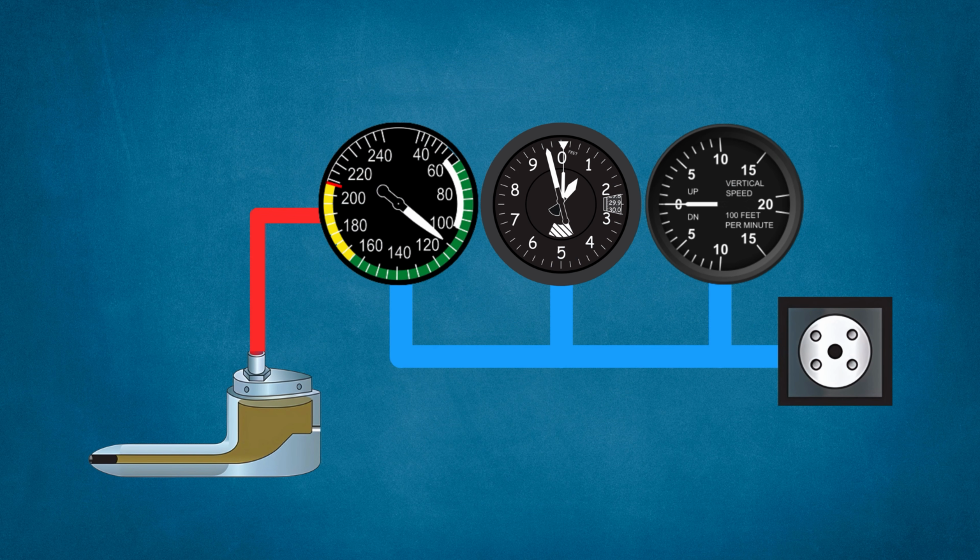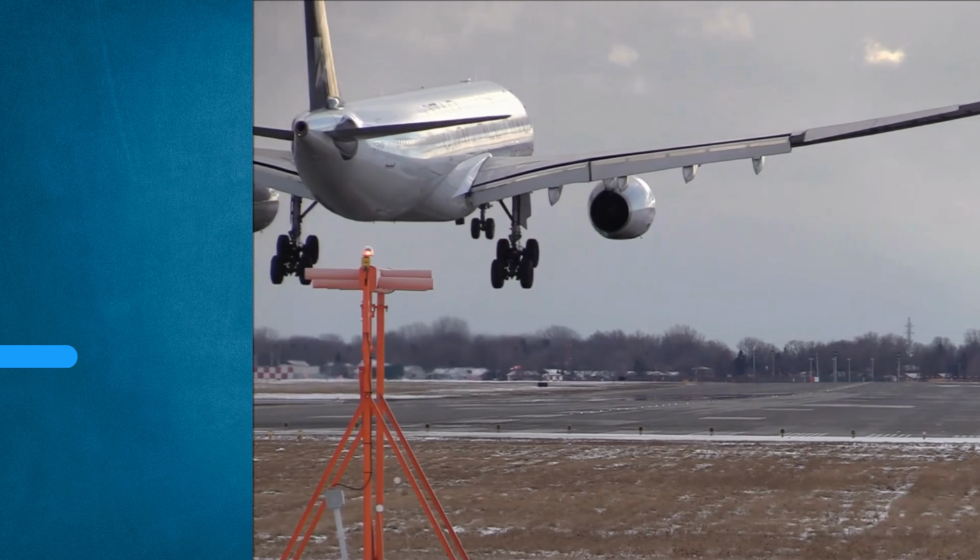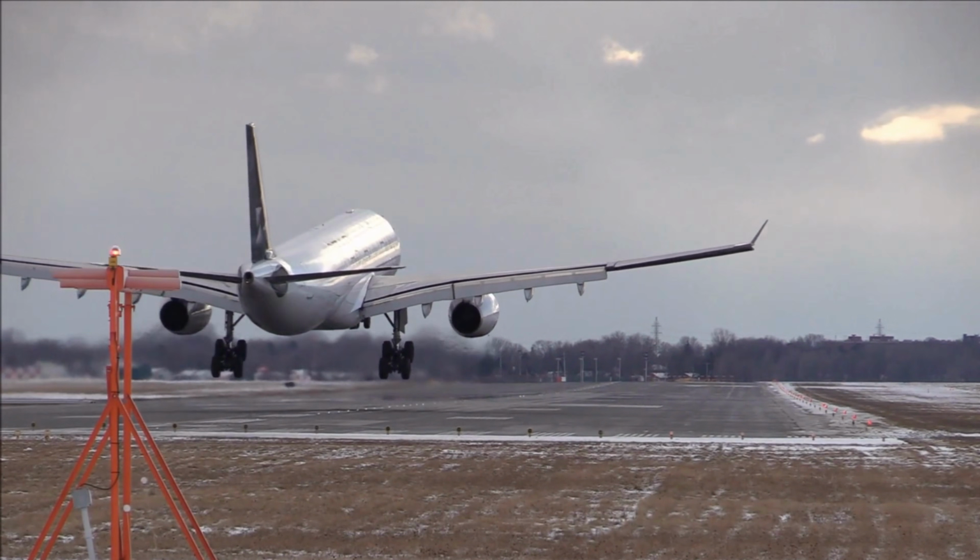So now you know how the Pitot-Static System works and why it's such a critical part of aviation. It's more than just tubes and sensors. It's the system that helps pilots stay informed, safe, and in control. The more you know, the safer you'll feel on your next flight.